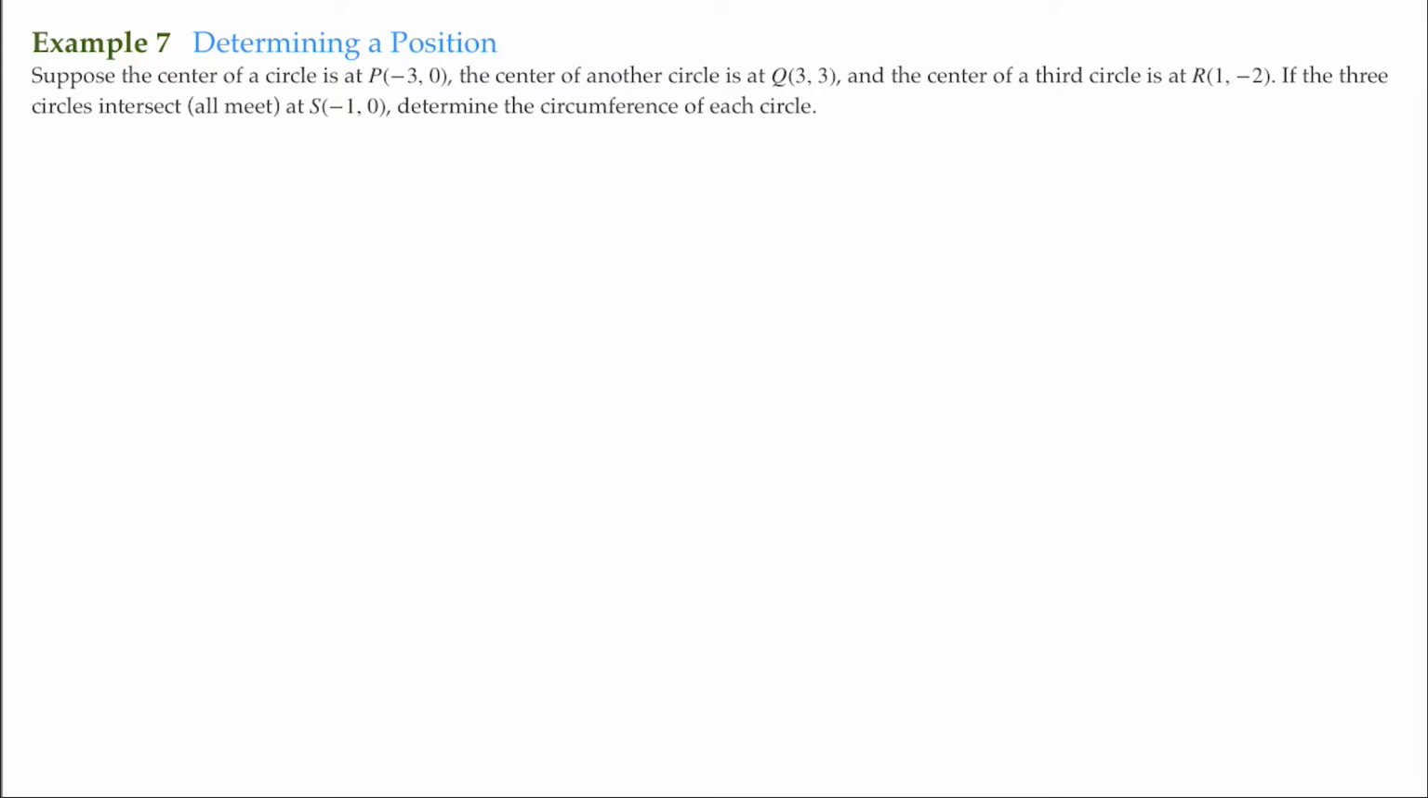If the three circles intersect, that's where they're all going to meet at point S, which is at -1 and 0, determine the circumference of each circle. Now, I'm not going to graph these circles because it's just cumbersome for me to graph circles, but you do have to have a bit of an understanding of what's going on when we have these three circles.